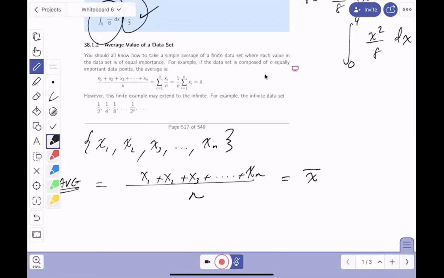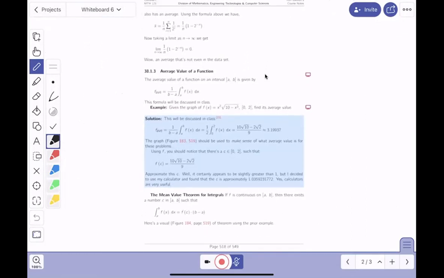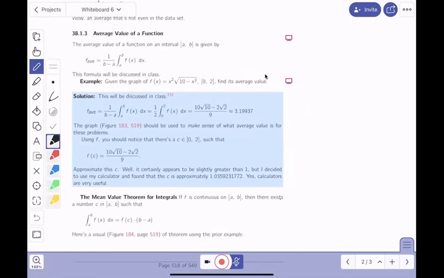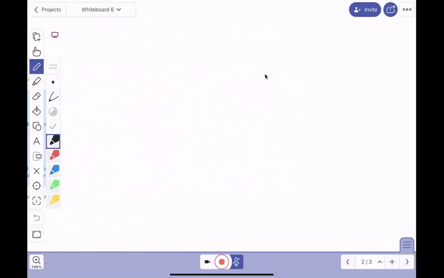So they give an example over here. I wouldn't worry about that example. We really need to get to the average value of a function. So I'm going to skip that example and talk about the average value of a function. It's a problem, though, and I'll tell you what the problem is. The problem is understanding the formula. So what I'm going to do is say, we want the average value of the function on the interval from a to b.